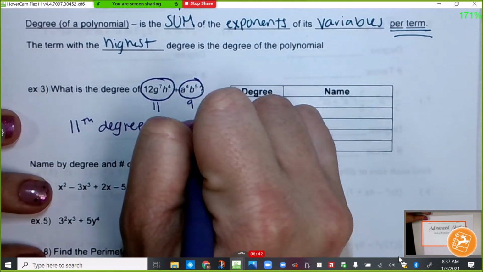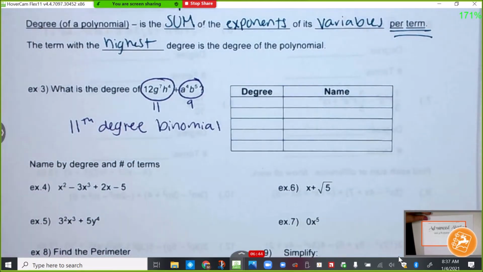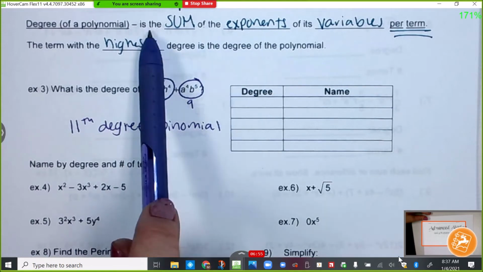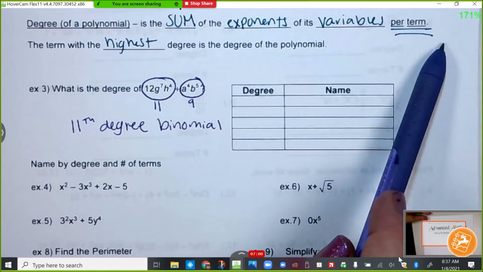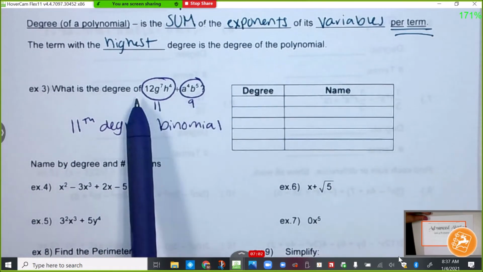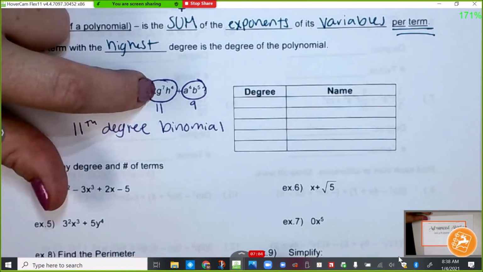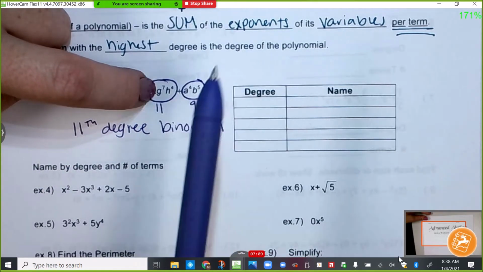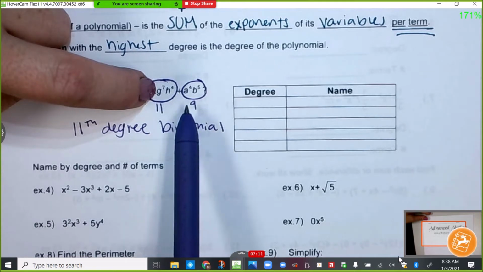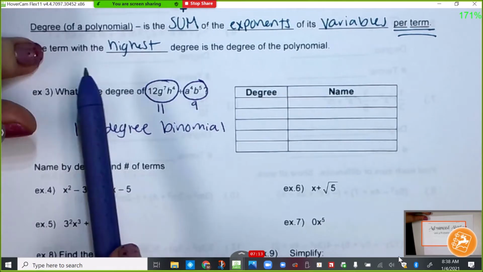Does that make sense? Can I use a degree symbol instead of just put 11? Yes. Okay, so if you read the explanation, it says it is the sum of the exponents of the variables per term. So I separated the two terms, right? Variables means letters, so I don't need to pay attention to this 12. Okay? And it says the sum of the exponents. Well, 7 plus 4 is 11, 4 plus 5 is 9. And then it says the term with the highest degree is the degree of the polynomial.